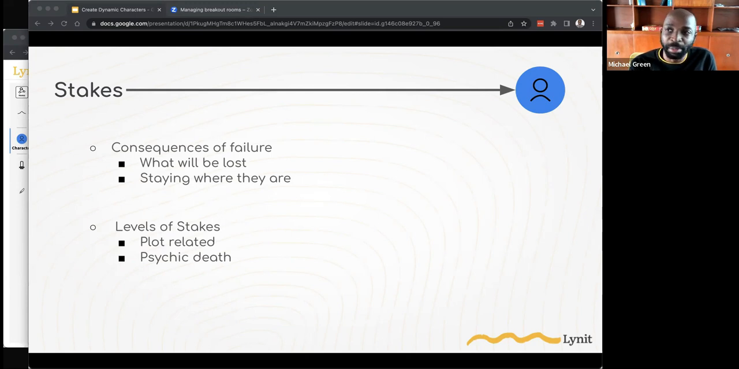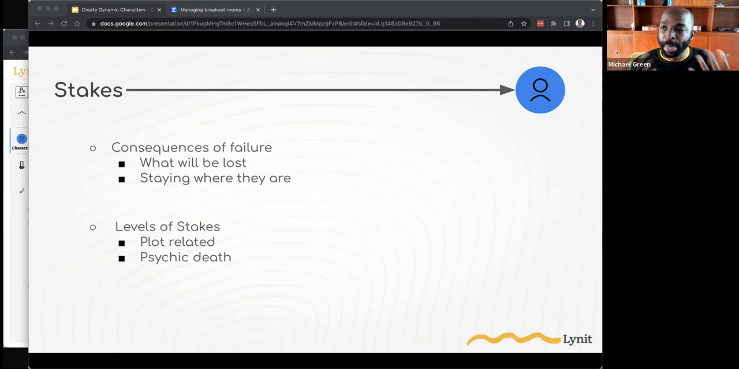If their life seemed decently okay, then staying where they are isn't really a consequence. They would have to lose something by not meeting their needs. And then in terms of the stakes themselves, you can have stakes that are plot related, right? In Lord of the Rings, if Frodo does not get the ring into Mordor, Sauron may take over the world. It's a plot related stake. But then there's this other kind, which is called psychic death, which can be related to the unconscious need, but not always.